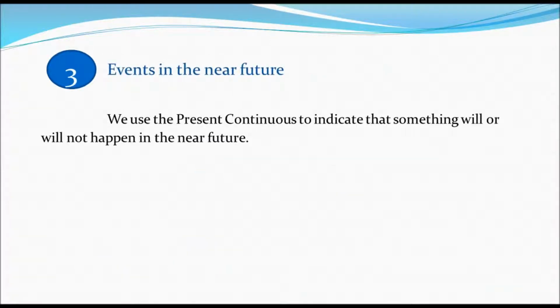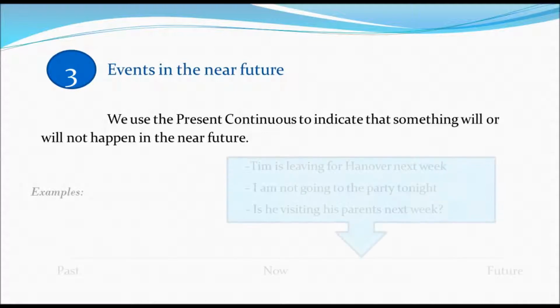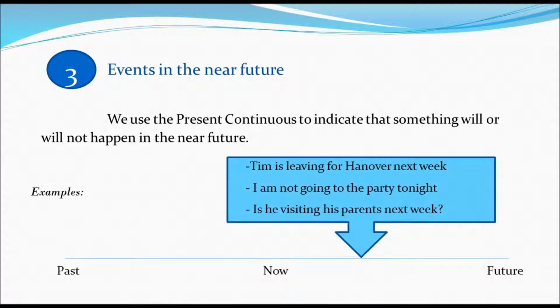3. Events in the near future. We use the present continuous to indicate that something will or will not happen in the near future. Let's see a few examples. Tim is leaving for Hanover next week. I am not going to the party tonight. Is he visiting his parents next week?